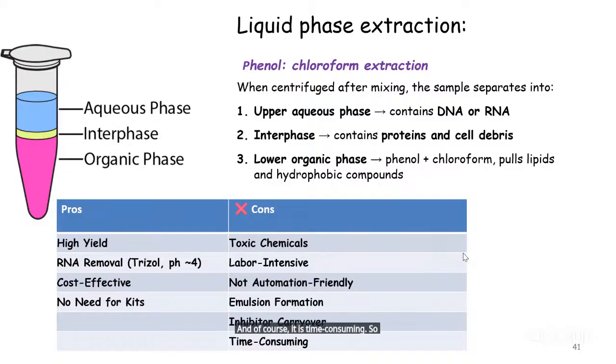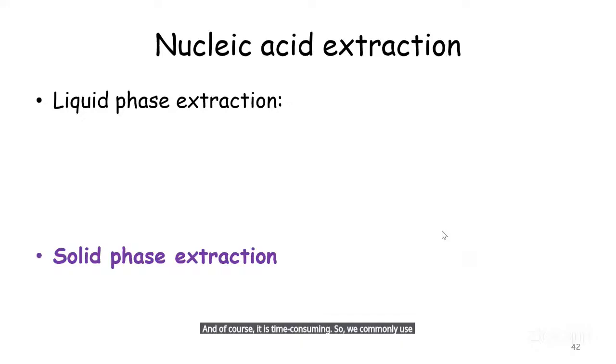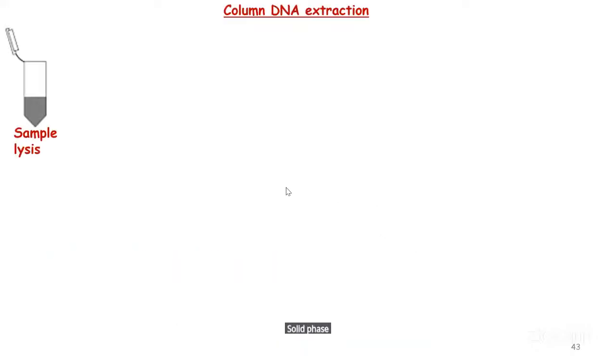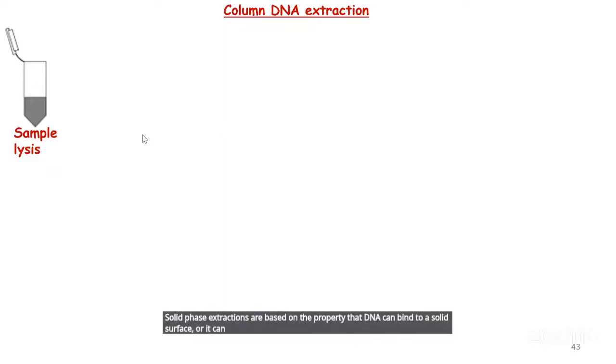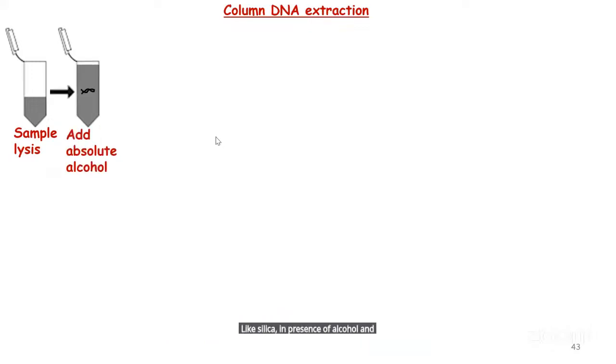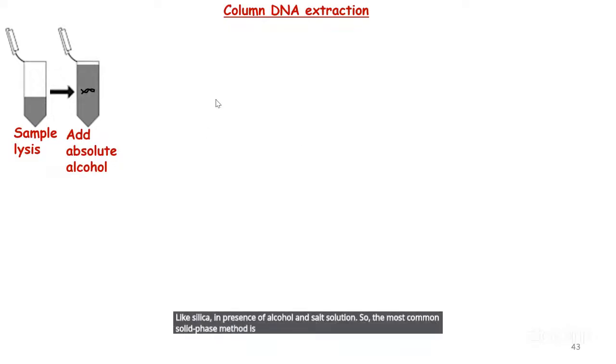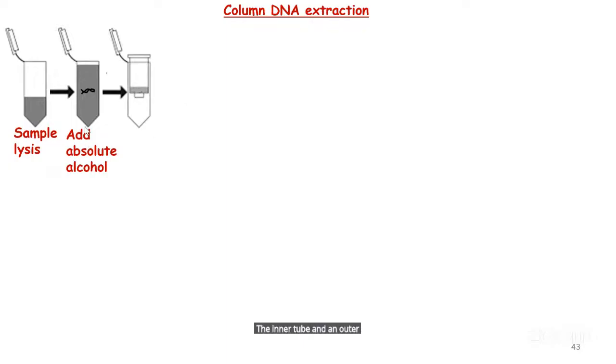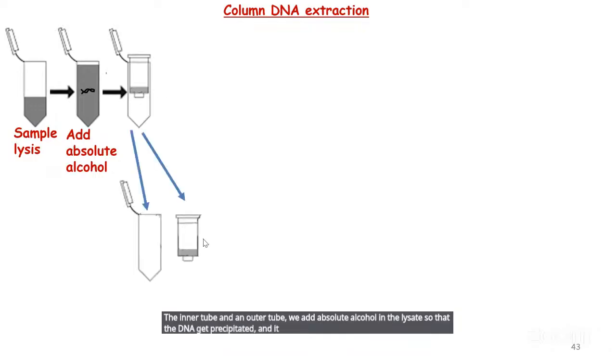So we commonly use solid phase extractions. Solid phase extractions are based on the property that DNA can bind to a solid surface or precipitate on a solid surface like silica in the presence of alcohol and salt solution. So the most common solid phase method is the silica membrane based extraction method, in which we have a double tube, the inner tube and an outer tube. We add absolute alcohol in the lysate so that the DNA gets precipitated and it binds to the silica membrane present in the inner tube.